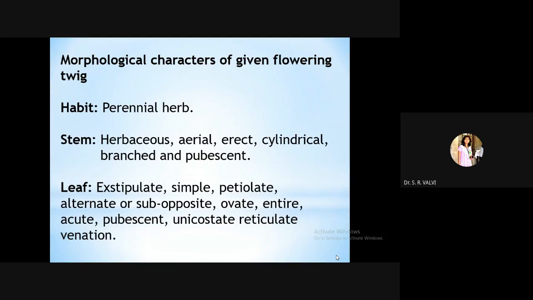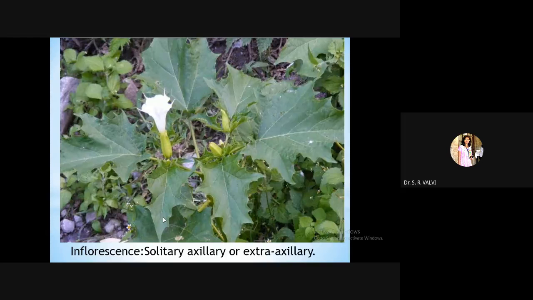Next, leaf. Now, in case of leaf, what is the first characteristic? It is exstipulate. For that, I want to show you this image.